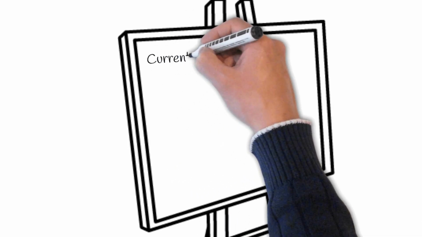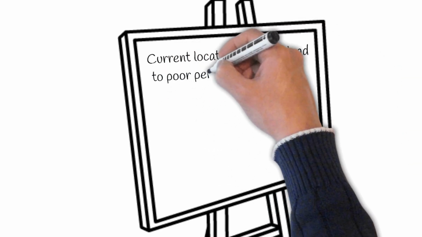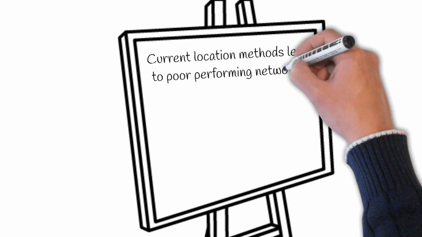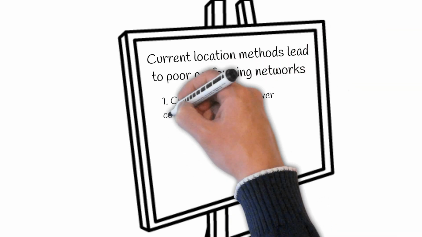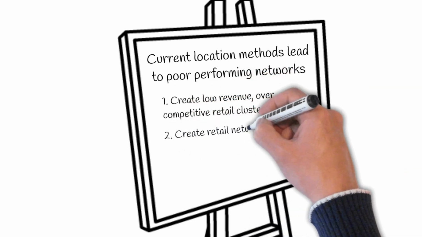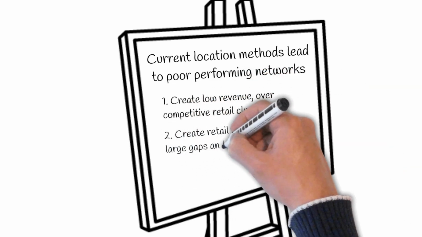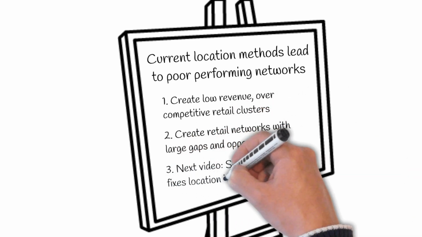In conclusion, current location methods lead to poor performing retail networks because they don't account for consumer purchases across multiple shopping centers. They create low revenue, over competitive retail clusters in some locations and large gaps in opportunities that are effectively hidden in others. In the next video, see how Strata fixes location intelligence.